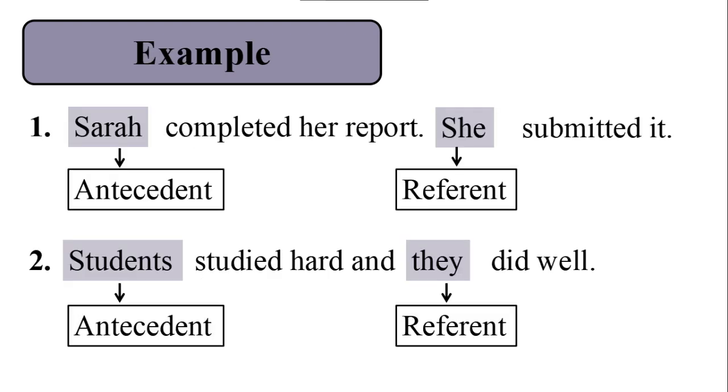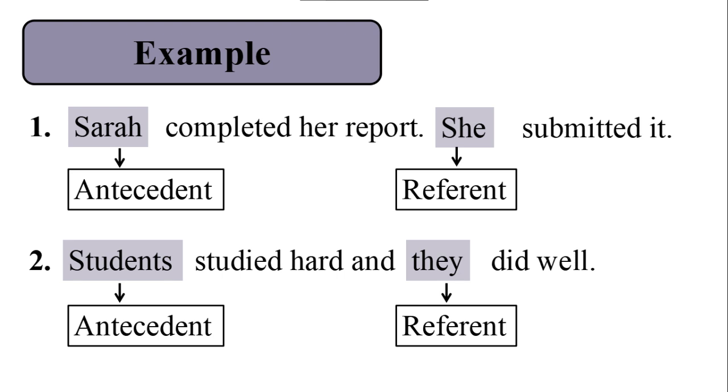Sure, like if we say, "Sarah finished her report and she submitted it." Sarah is the antecedent for "she." Report is the antecedent for "it." And "she" and "it" are the referents. Exactly. They link back clearly. That connection is what gives us clarity.